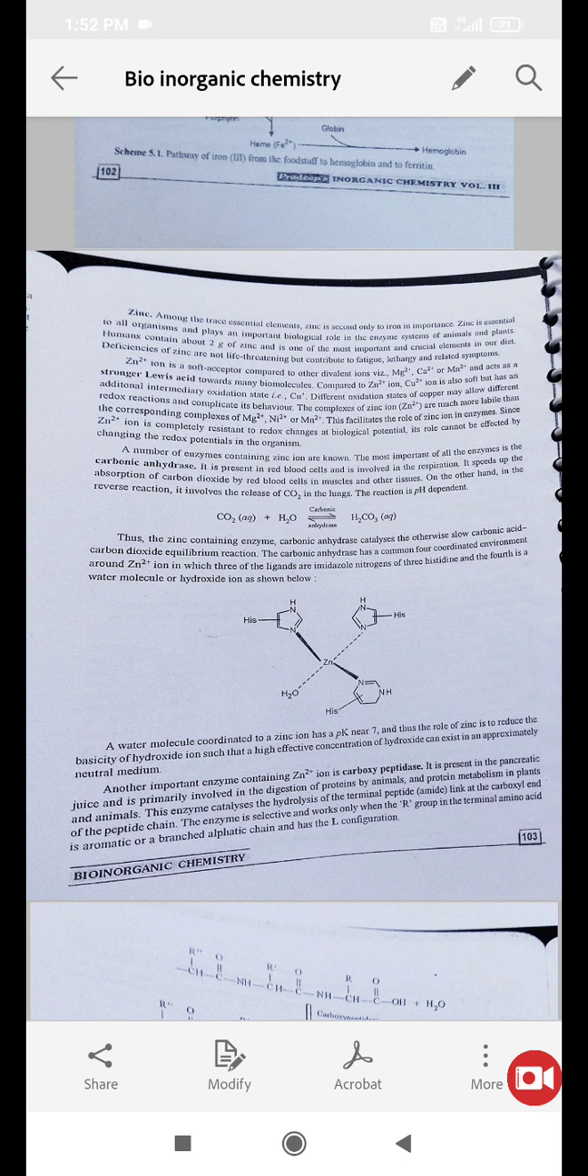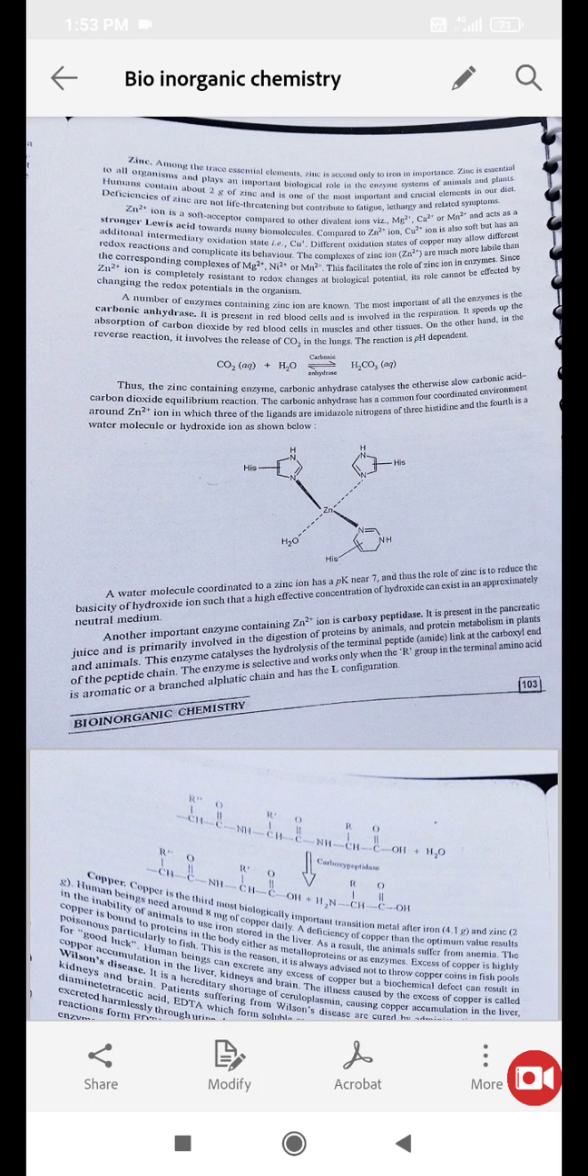independent. CO2 plus H2O, in the presence of the enzyme carbonic anhydrase, gives H2CO3 aqueous as the product. Thus the zinc containing enzyme carbonic anhydrase catalyzes the otherwise slow carbonic acid carbon dioxide equilibrium reaction. The carbonic anhydrase has a common coordinated environment around the Zn2+ ion, in which three of the ligands are imidazole nitrogens of three histidines, and the fourth is a water molecule or hydroxide ion, as shown below.